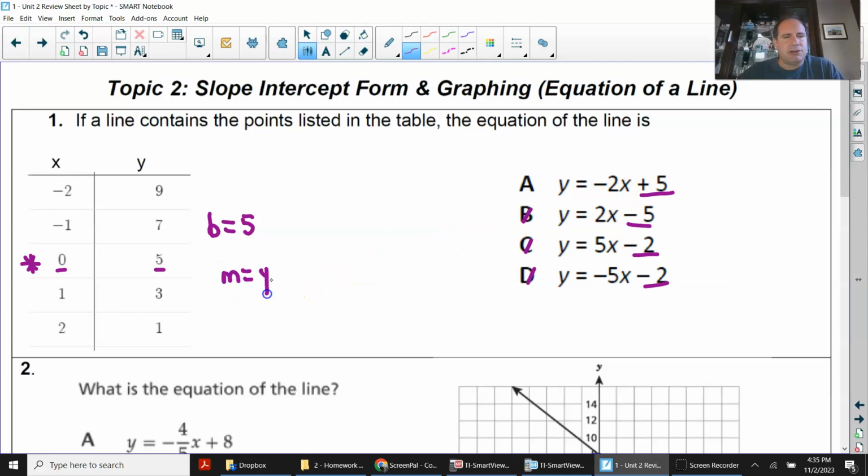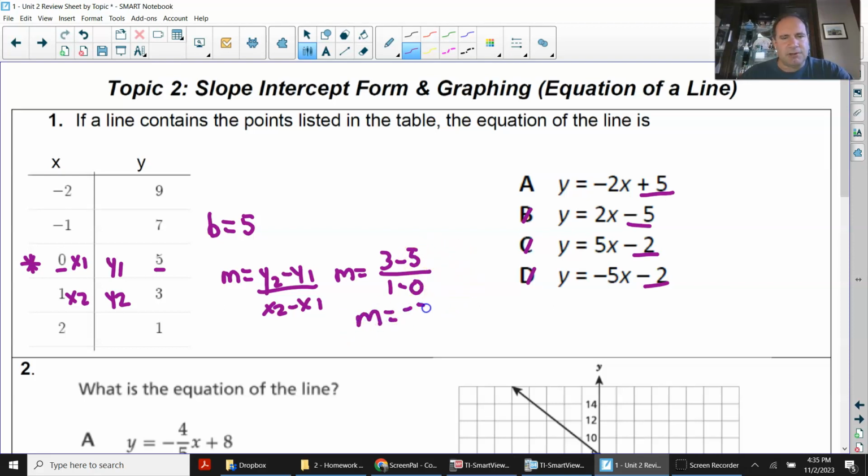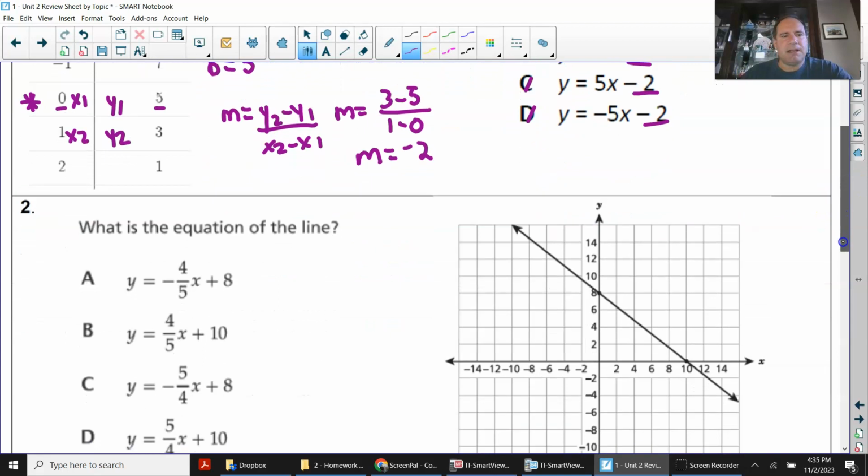But I'm just going to put down and show you y2 minus y1 over x2 minus x1. And I'm going to label in the table, this is my x1, this is my y1, this is my x2, this is my y2. So m equals y2 is 3, minus y1, which is 5, and then x2 is 1 minus 0 as x1. So that's negative 2 over 1, and m equals negative 2. Just like I said here, and A is your answer, but you didn't really need to figure out slope. You could just see that the y-intercept is 5 and then pick it from there.